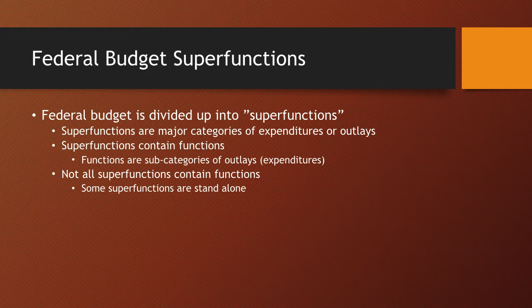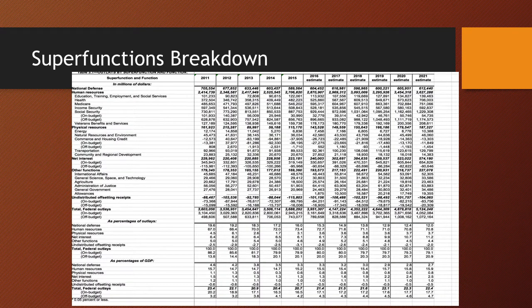Now, within some superfunctions, you will notice there are functions. Functions are more specified categories that may give you detail as to what department falls within what category. Keep in mind, not all superfunctions will contain functions. Looking at the spreadsheet here, this is a breakdown of the federal government's budget between 2011 and estimates for 2021. You'll notice the bold categories in the left-hand column are superfunctions.